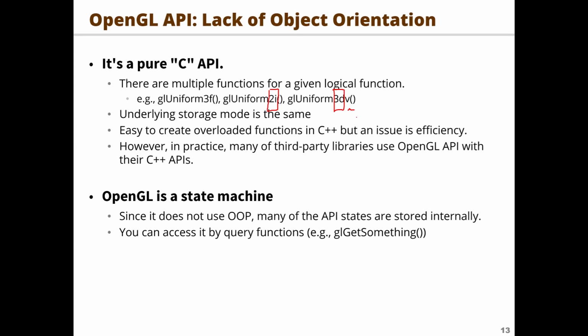Then next is OpenGL is a state machine. Since it doesn't use OOP, many of the API states are stored internally. Many of the API states means OpenGL needs many global variables to control many things. Then such variables work as a state machine, and they are stored internally. Internally means typically within the driver of OpenGL. For example, so you want to use depth tests.